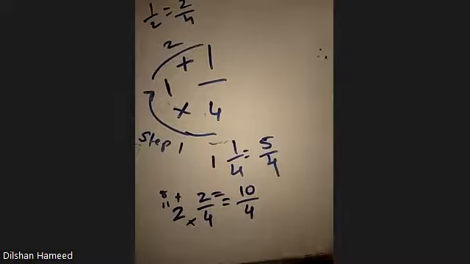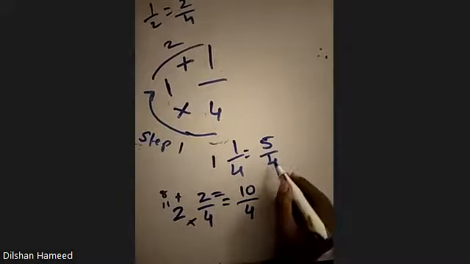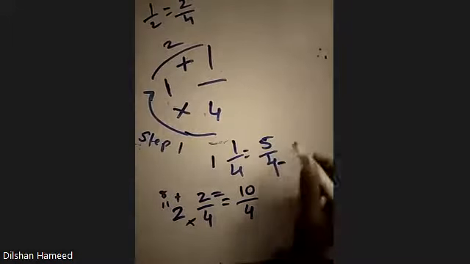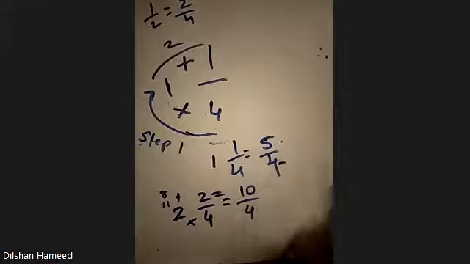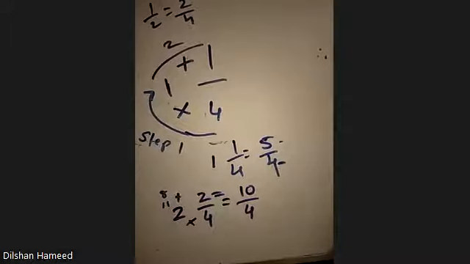Now here you will notice one thing: the numerator is greater than the denominator. In 5 upon 4, when the numerator is greater than the denominator, what do you call it? You call it an improper fraction. It's not a proper fraction, it is improper. So we will come back to that. Just keep in mind that it is an improper fraction.